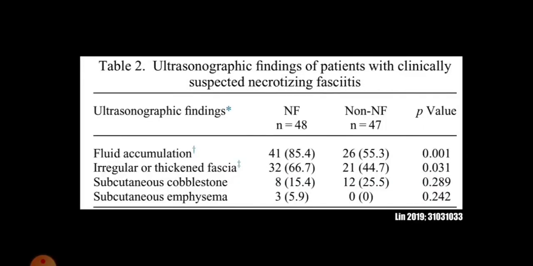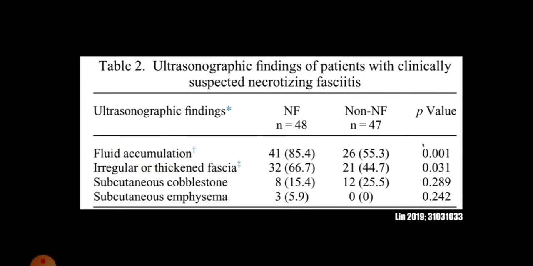This study was a retrospective review of 95 patients, 48 with neck fash and 47 with non-neck fash, or regular cellulitis. And they found that the biggest differentiator was actually this fluid accumulation. This had the best predictive value for figuring out if it was cellulitis or neck fash.